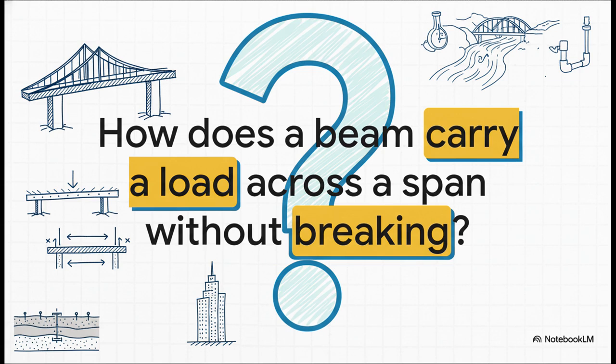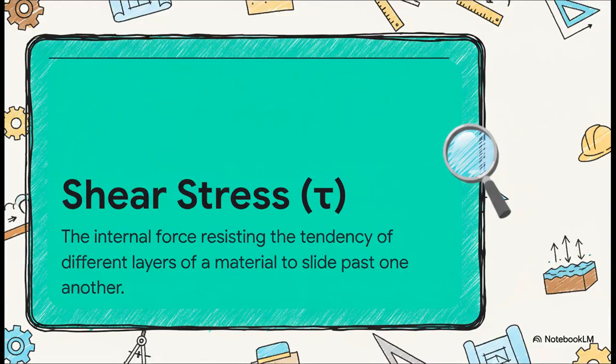Well, the answer lies back in those internal stresses we talked about at the beginning. One of the key players here is something called shear stress. The best way to picture it is to imagine the beam is a thick deck of cards. If you press down in the middle of that deck, the cards all want to slide past each other, right? Well, shear stress is the internal invisible glue that resists that sliding action, keeping all the layers of the beam working together as one solid piece.